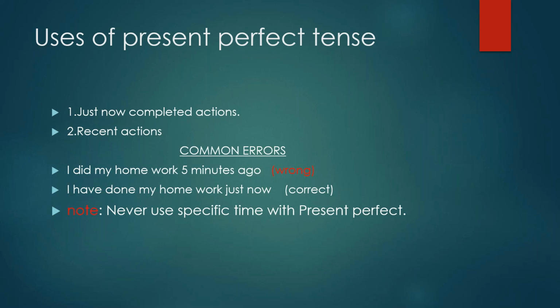Then I have done my homework just now. Here, some small mistake is there. I did my homework 5 minutes ago is a right sentence. I have done my homework just now is also a correct sentence. But what is the wrong sentence? I have done my homework 5 minutes ago. This will be the wrong sentence. We should never use I have done my homework 5 minutes ago. We are not supposed to use it. There's a small correction in this particular slide. So you just have to correct that particular thing. Never use a specific time with the present perfect. That is what exactly I was trying to explain to you.